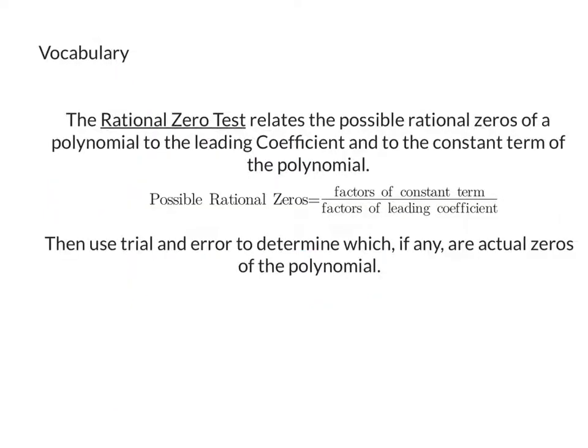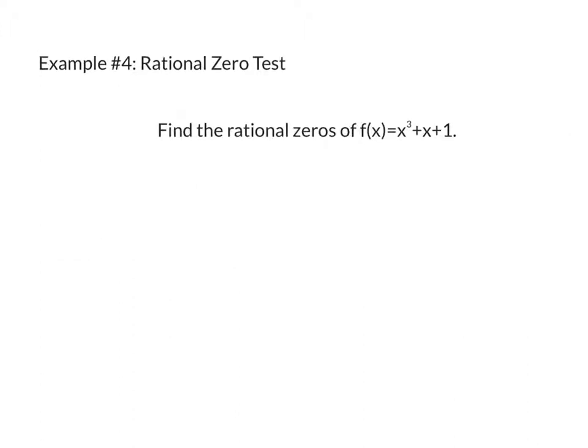So the rational zero test relates the possible rational zeros of a polynomial function to the leading coefficient and to the constant of the polynomial. So possible rational zeros are factors of the constant term over the factors of the leading term. So there can be a lot of different possibilities. And then we use trial and error to determine if they're actual zeros of the polynomial or not. So what does that mean?